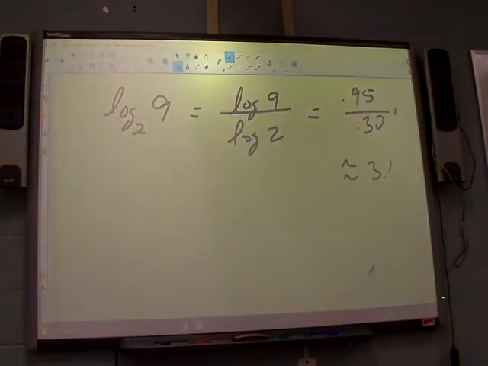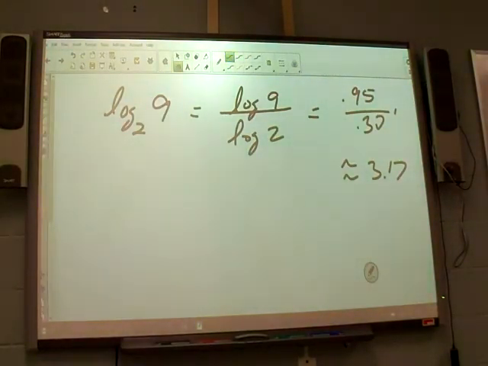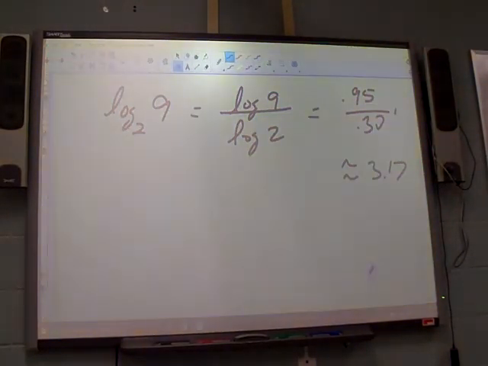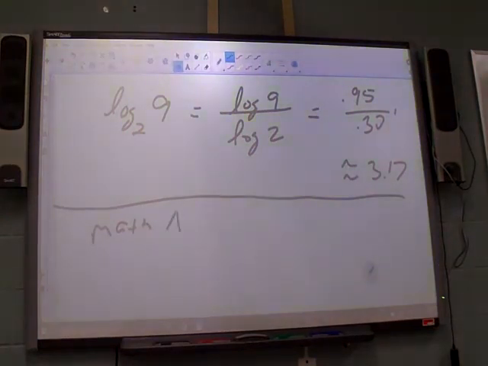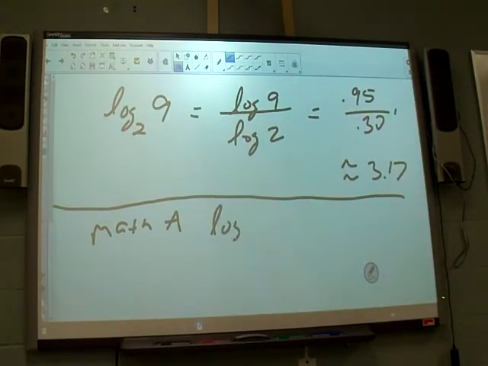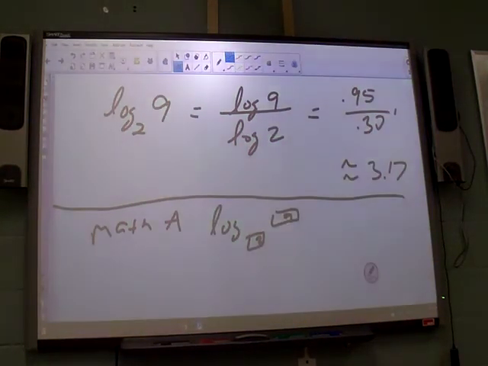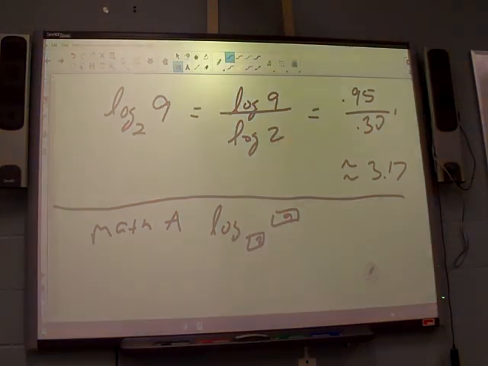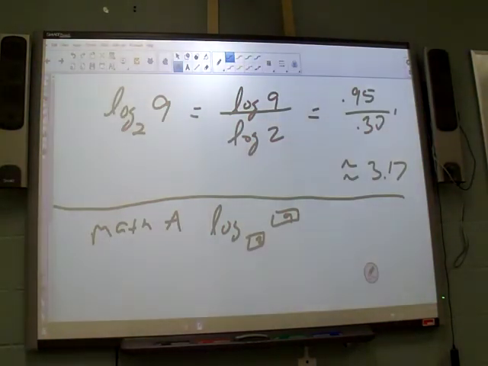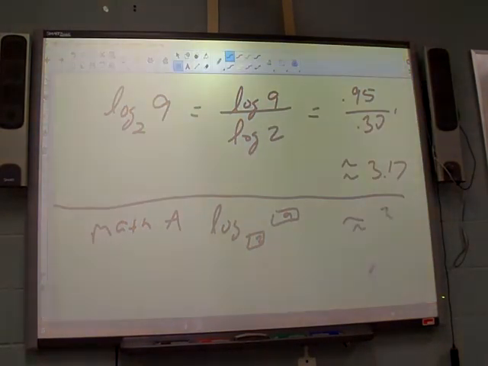So that's how they used to have to do that in the olden days. But now we can hit math, go find A, and fill in those boxes. Let's see if we get the same thing. Math, log base 2 of 9, enter. I got about 3.17, so same thing.